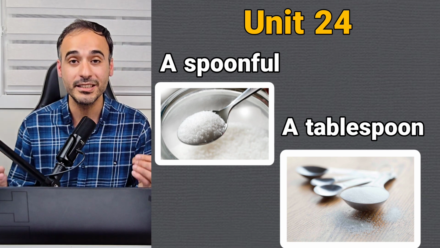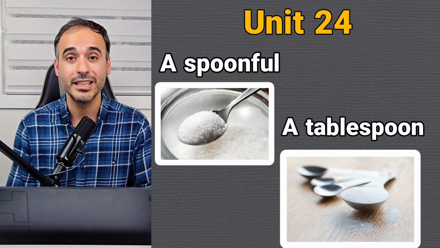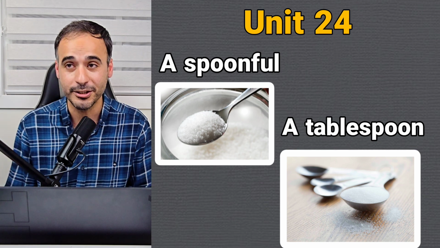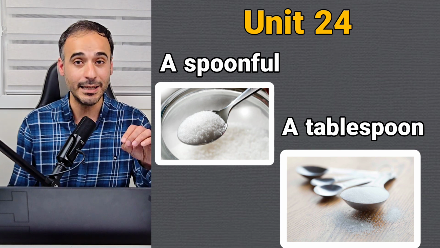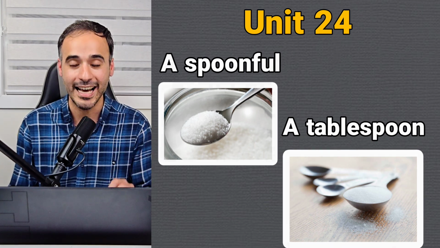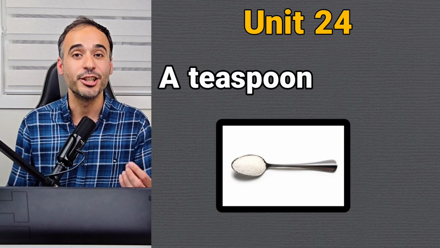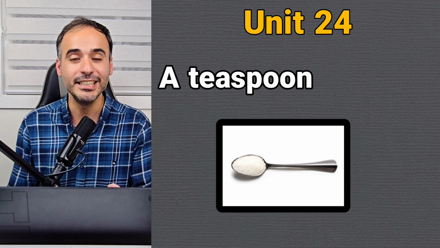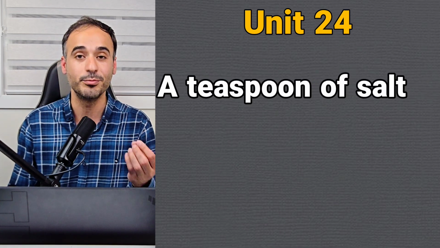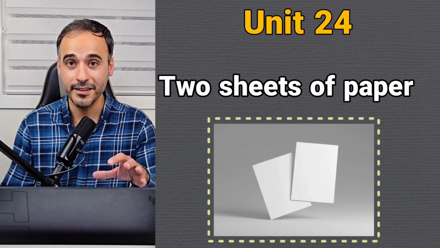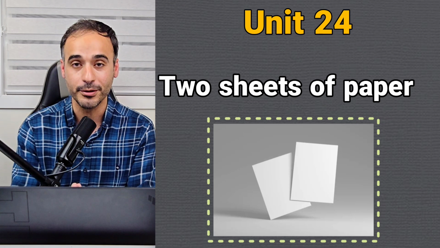Now, how is a spoonful different from a tablespoon? Tablespoon is a specific measurement which is used in cooking, but spoonful is a more general term and you don't know exactly how much. So we can say that tablespoon is more exact. Now, what is smaller than a tablespoon? A teaspoon. For example, a teaspoon of salt.